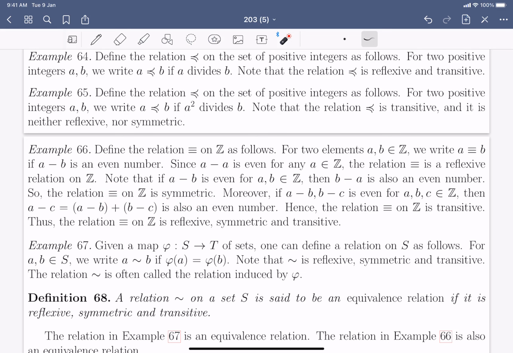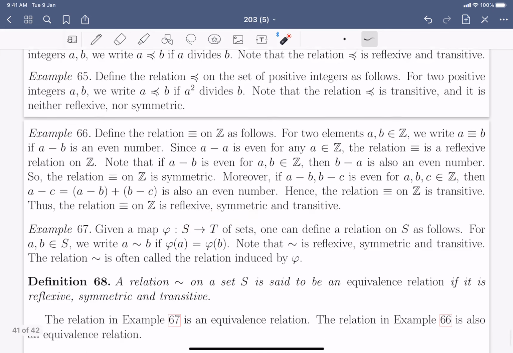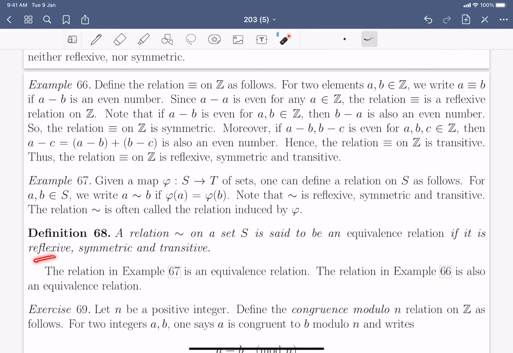Once again, note that if a minus b and b minus c are even, then a minus c, being the sum of two even numbers, is also even. So this shows that this relation on Z is transitive. So this relation, what you have just seen, is reflexive, symmetric, and transitive. Such a relation is called an equivalence relation. That is, a relation on a set S having all these three properties, reflexive, symmetric, and transitive, is called an equivalence relation.